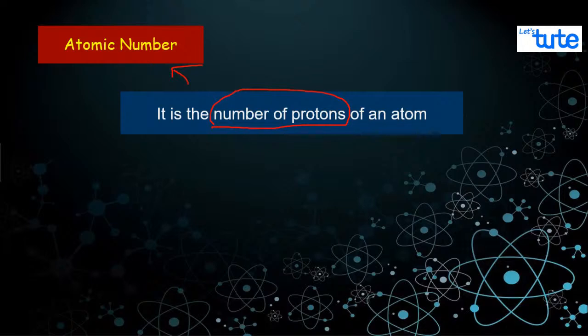Now kids will ask that we have studied that the number of protons and number of electrons are equal in an atom. If I consider an atom, the number of protons and the number of electrons are equal, and that's how an atom is neutral, right? We know that an atom is neutral. How is an atom neutral? Because there are equal numbers of electrons and protons in an atom. So why can't we take the number of electrons to determine the atomic number?